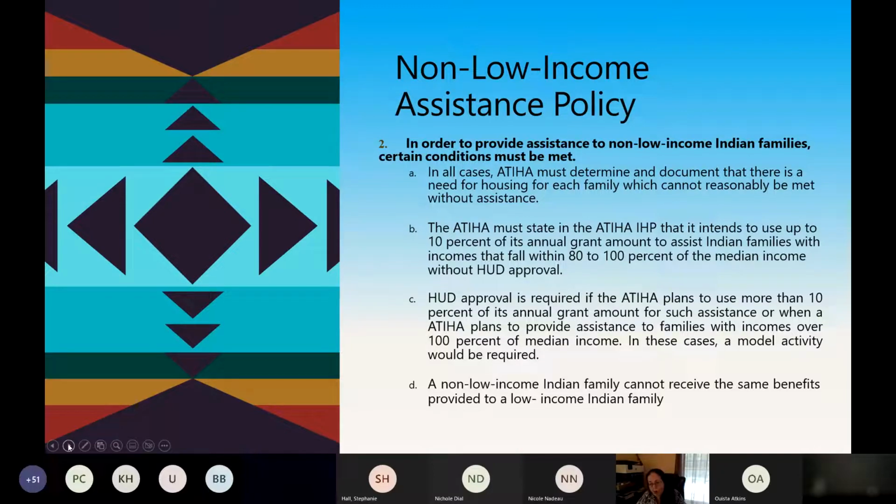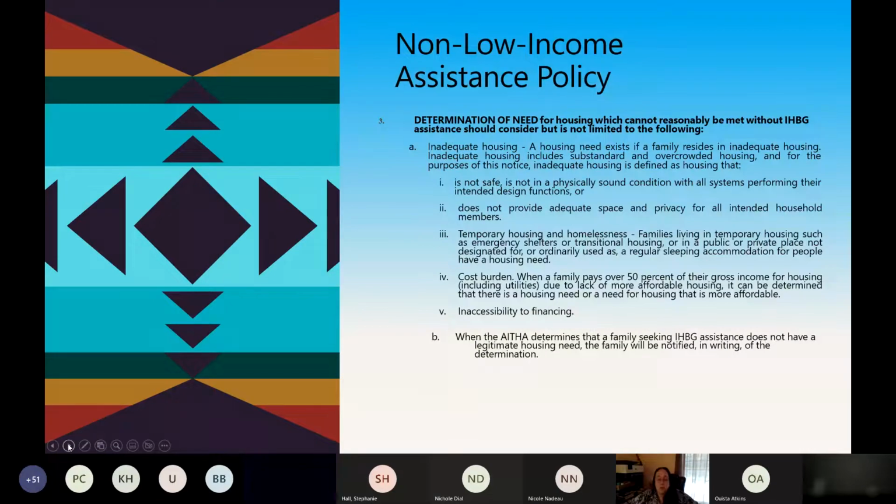HUD approval will be required if you plan to use more than your 10% authority, or when you plan to provide assistance to a family with an income over 100% of median income. In these cases, it would be considered a model activity, and that model activity would be required to get HUD approval. A non-low income Indian family cannot receive the same benefits that you provide to a low income family, okay? You have to make a determination of need for housing which cannot reasonably be met without your IHBG assistance.